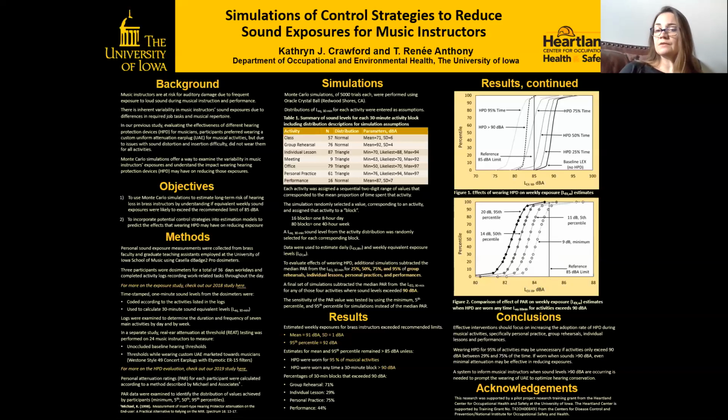So effective interventions in the future should really focus on increasing the adoption rate of HPD during these specific musical activities that we highlighted: personal practice sessions, group rehearsals, individual lessons, and performances. And wearing HPD 95% of the time may be effective. It also might be unnecessary. So really, if we can come up with a system to inform instructors of when their sound levels occur over 90, and that way they could be prompted to put in these hearing protection devices, that's actually going to be the best way to optimize hearing conservation.